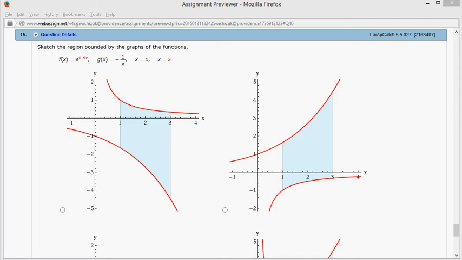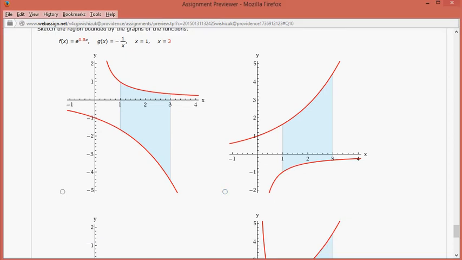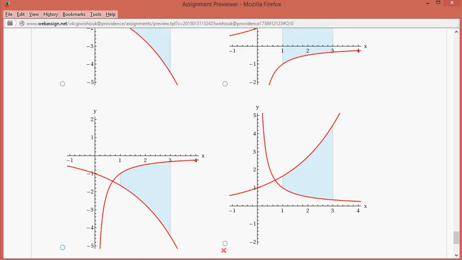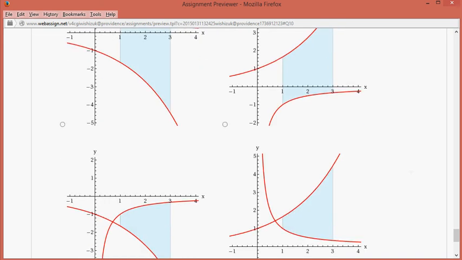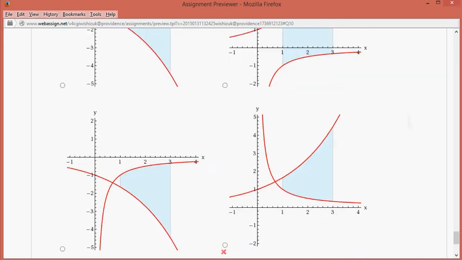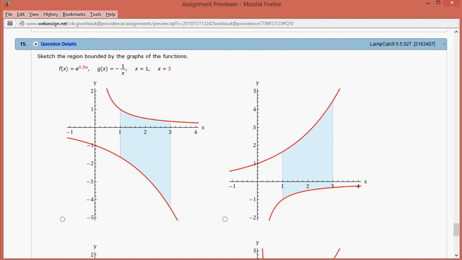The exponential function is an increasing function, so the first picture doesn't look like it. The second one looks promising, and in the third one, the graph is negative, below the x-axis, so this cannot be it. In the fourth one, you know that negative 1 over x is going to be negative, so it should be below the x-axis. So we can see that this is going to be the correct picture, and going from 1 to 3, that matches up. So this is the correct picture.